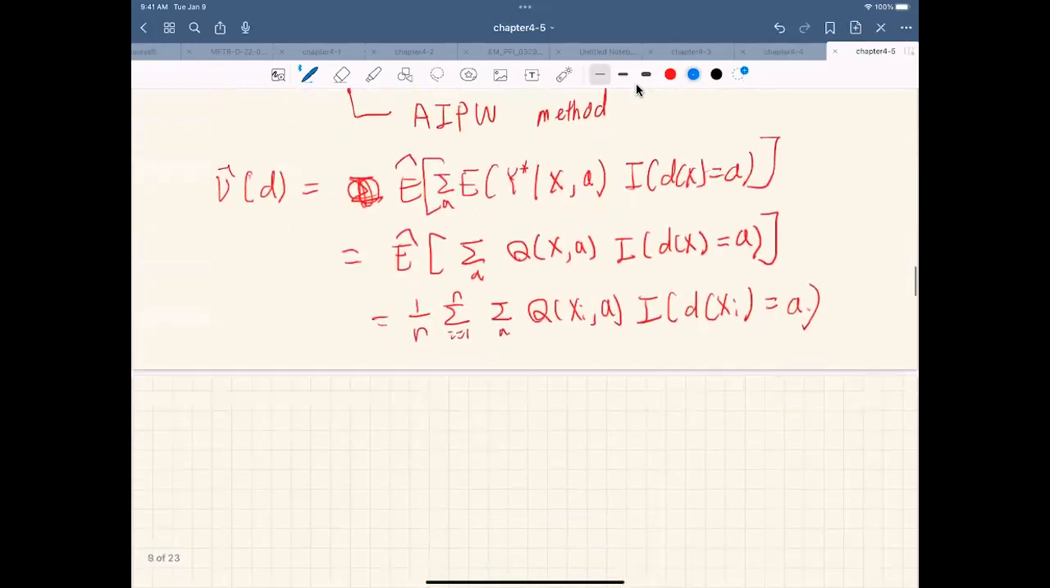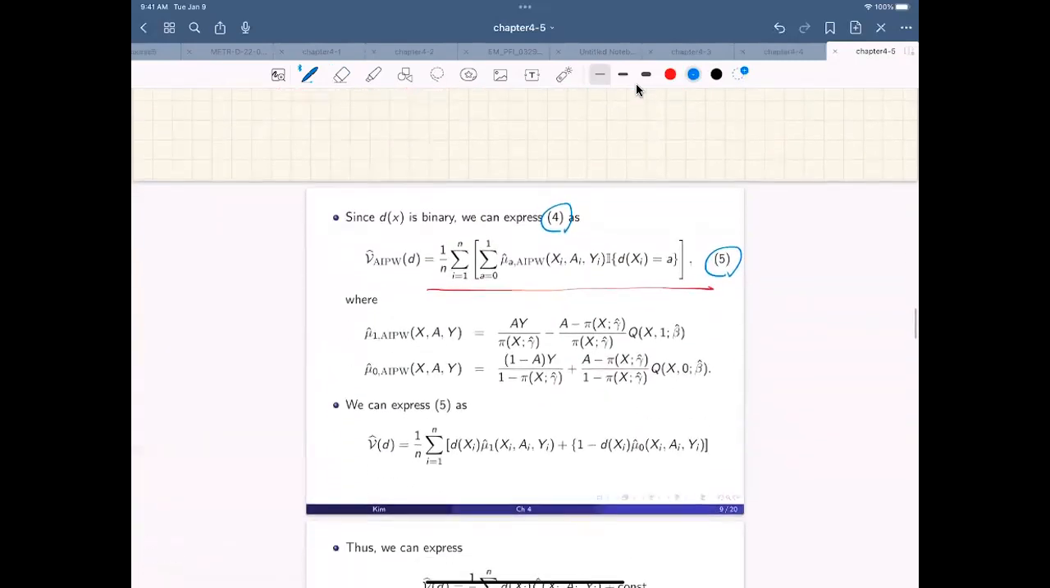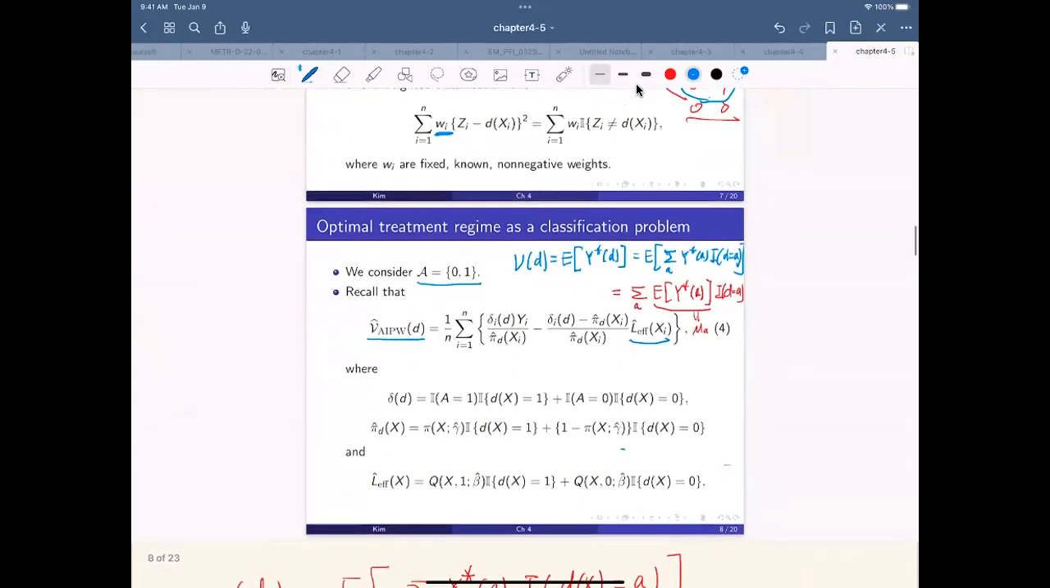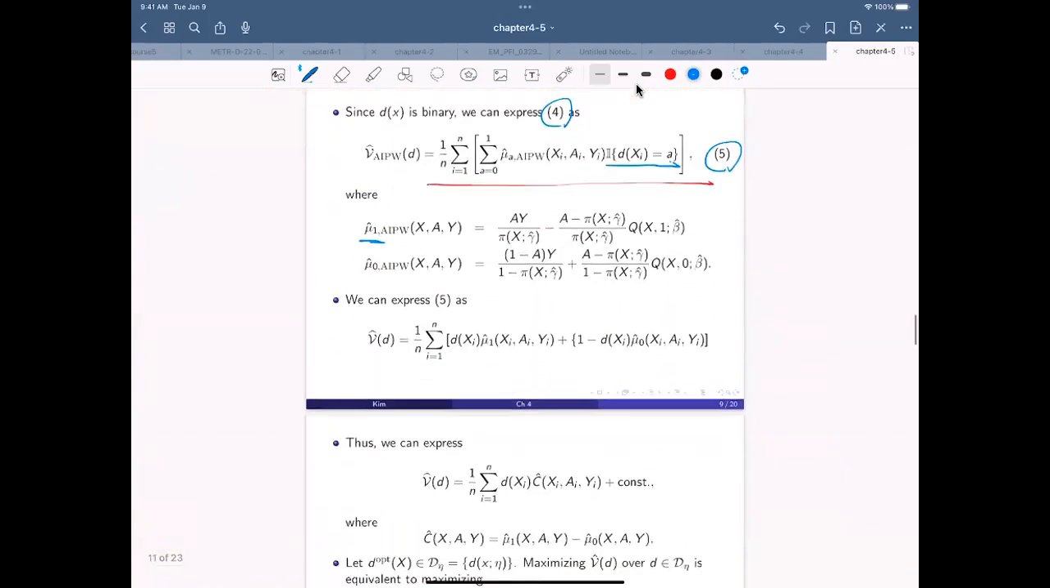So we write it as the D equal 1 case and the D equal 0 case. For the DX equal to 1 case, we only care about the first number. So then this guy becomes A I equal to 1, and then this one is A I, and then this one is Q(X,1). So that is actually this one.